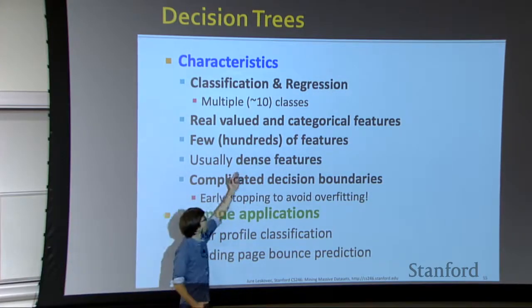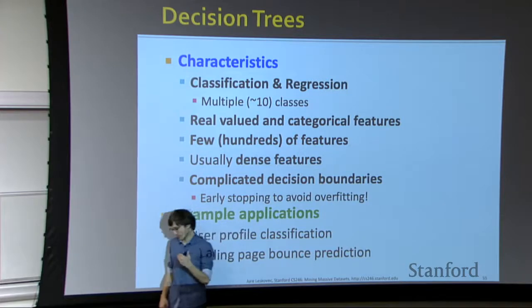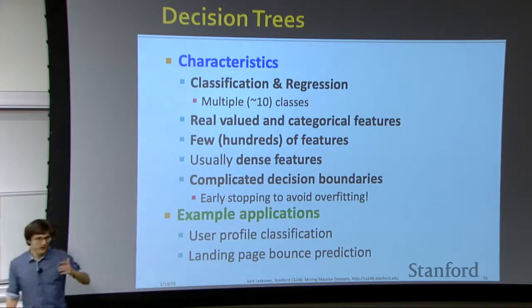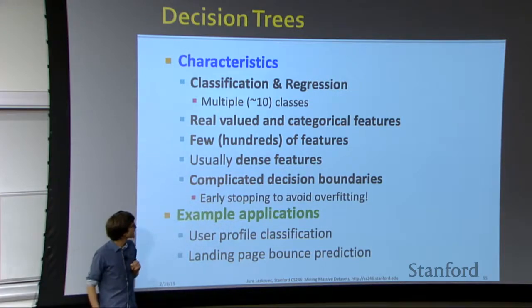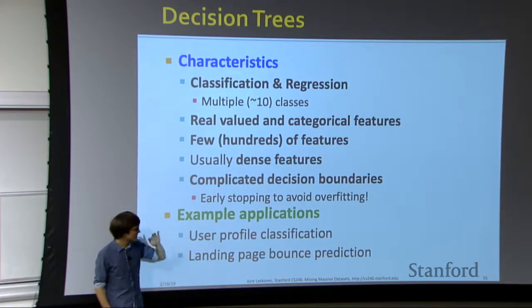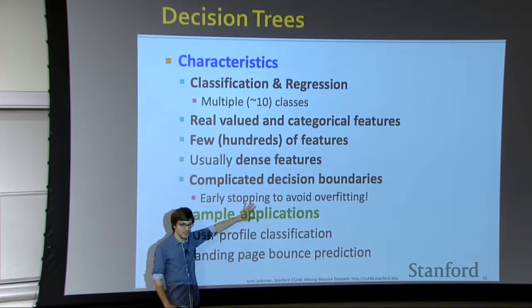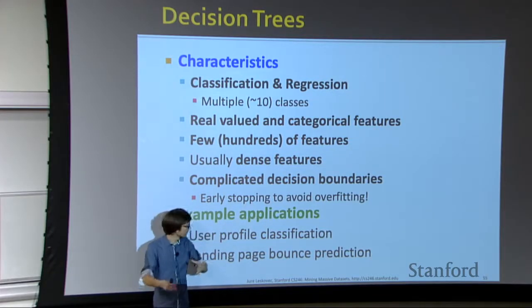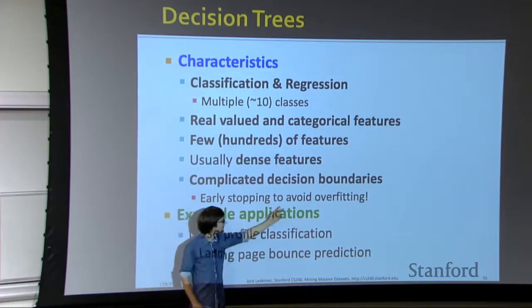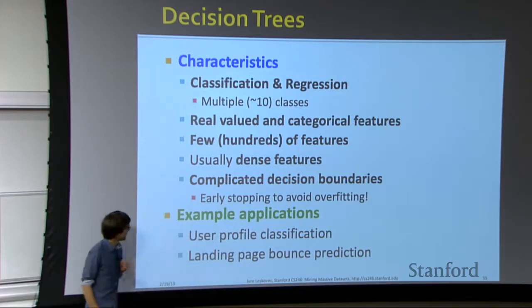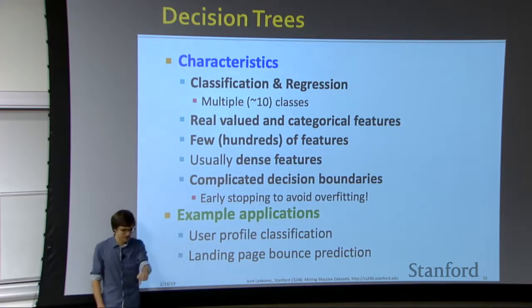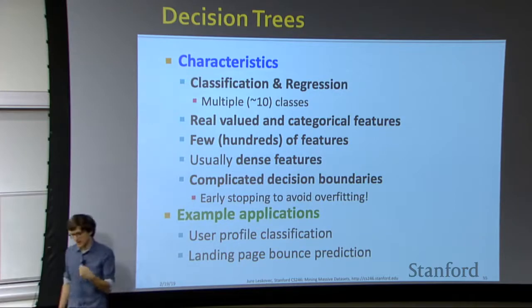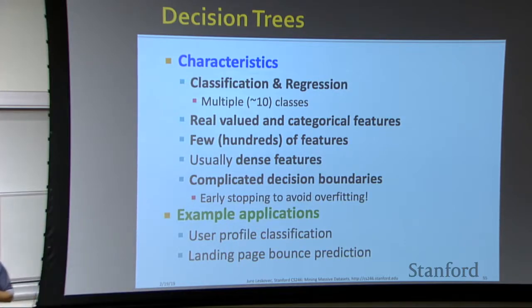So these features are generally dense, so that every feature has a value. And they allow us to create very complex decision boundaries. It's important to have early stopping, when we stop when the amount of data in the node is not big enough, to avoid overfitting. There are a lot of applications like user profile and classification, landing page bounce prediction, whether somebody clicks and leaves the page immediately, and so on and so forth.